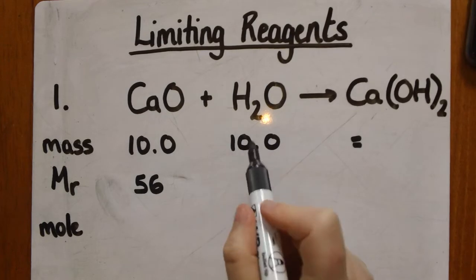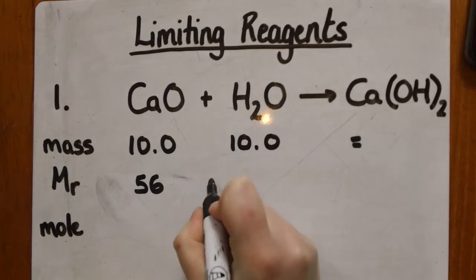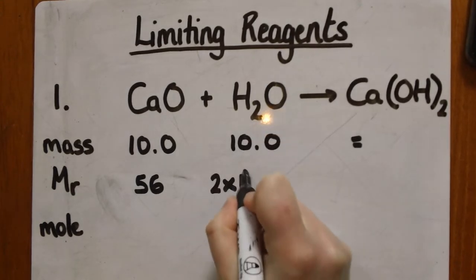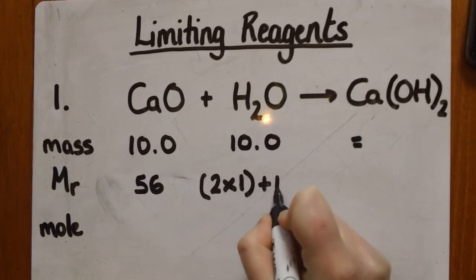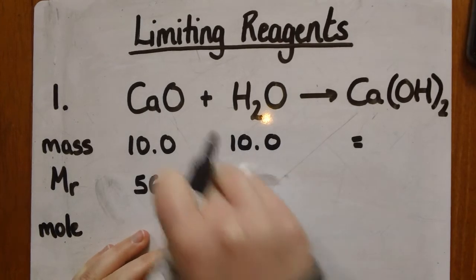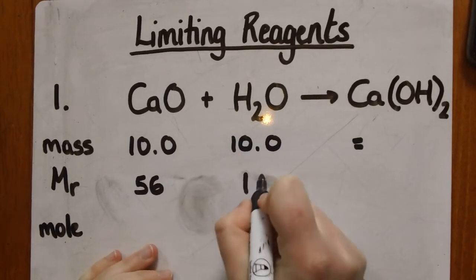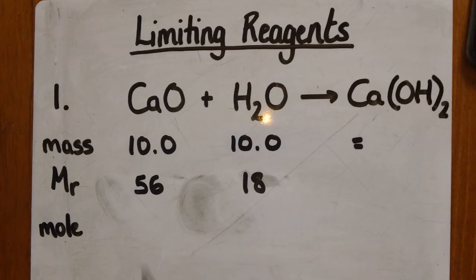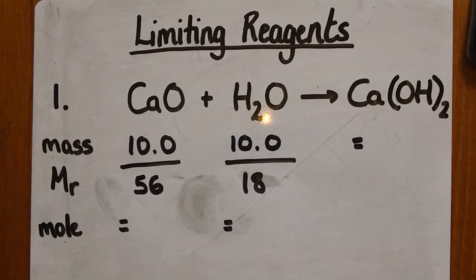For the same with our water, if we have 2 lots of hydrogen, which has an atomic mass of 1, plus 1 lot of oxygen, which is 16. We add those all together, and we get an MR of 18. I'm then going to divide these and work out what my moles are.